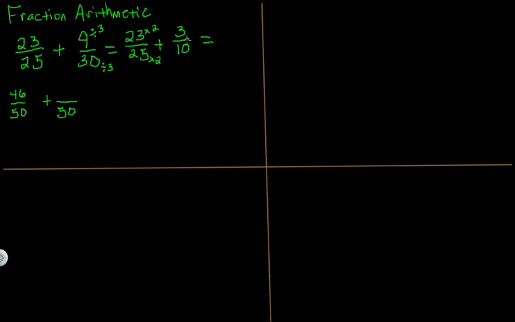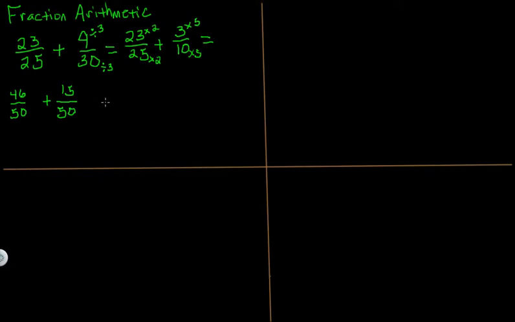And then likewise, what do we do to 10 to get it into 50? Well, we multiply by 5. As above, so below. So we multiply the denominator by 5, we have to multiply the numerator by 5. So 3 times 5 is 15. So now that we found common denominators, we add the numerators. So 46 plus 15 is mental math. That's 46 plus 10 plus 5. 46 plus 10 is 56, and 56 plus 5 is 61.